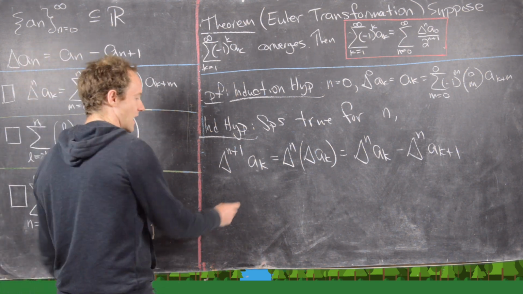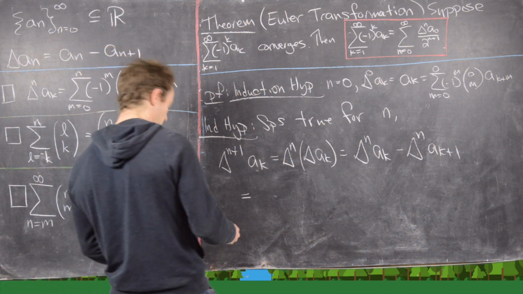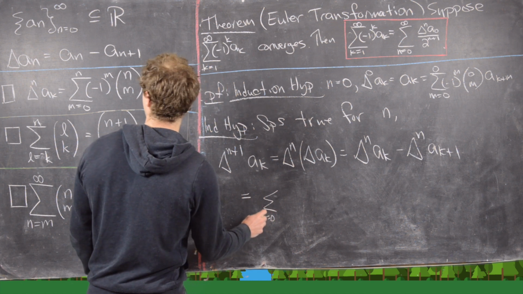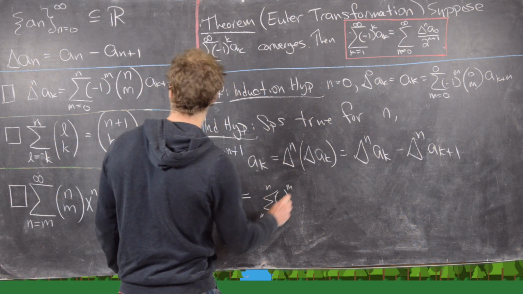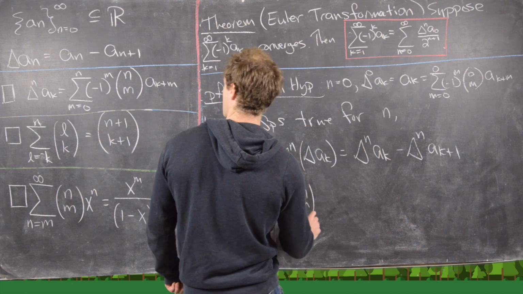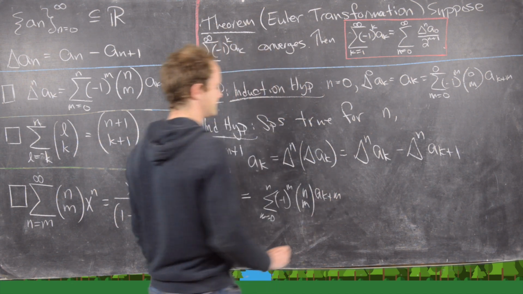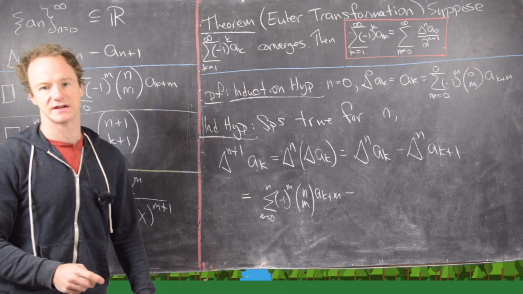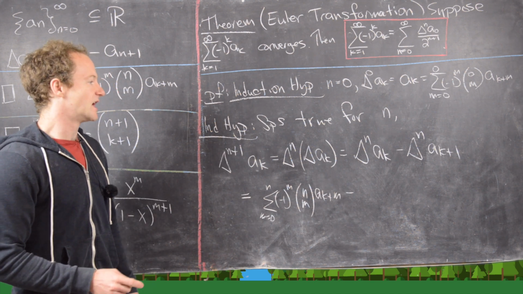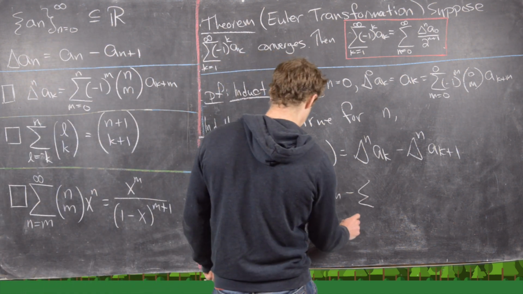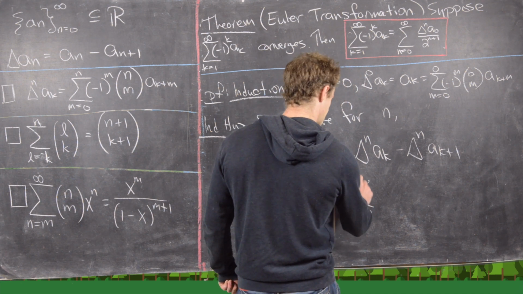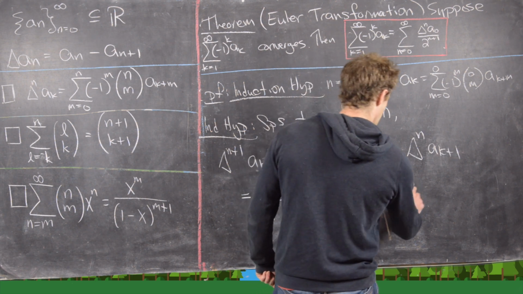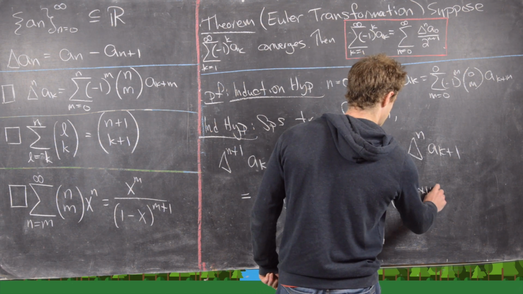But now we can apply our induction hypothesis to get the following. So this term right here is going to be the sum m equals 0 to n of (-1)^m, n choose m, a_(k+m). So that comes straight from the induction hypothesis. And this next term will also come straight from the induction hypothesis, just where we replace k with k plus 1. So that's going to give us the sum m equals 0 to n of (-1)^m, n choose m, a_(k+1+m).